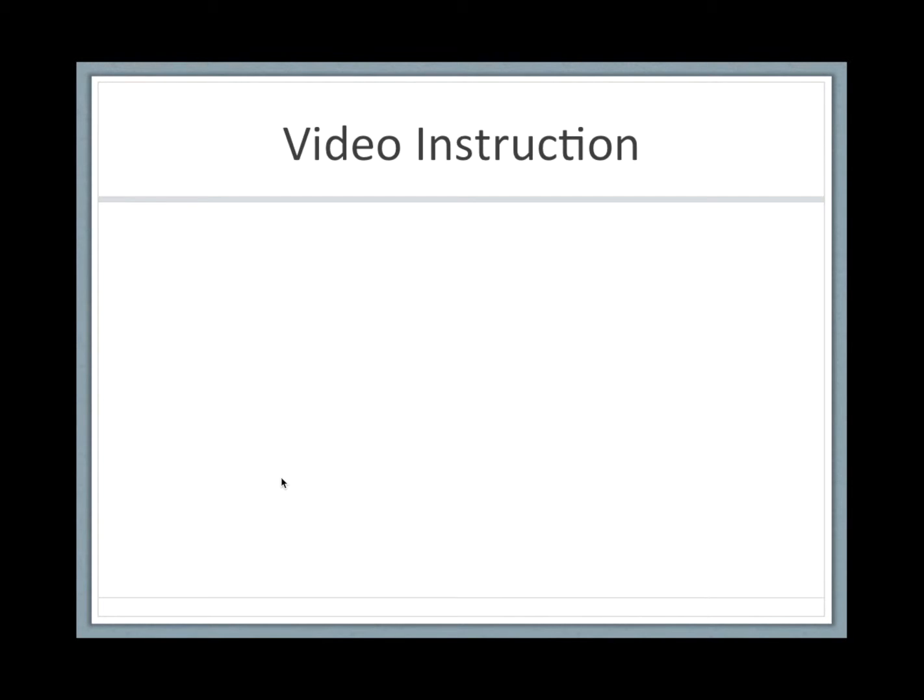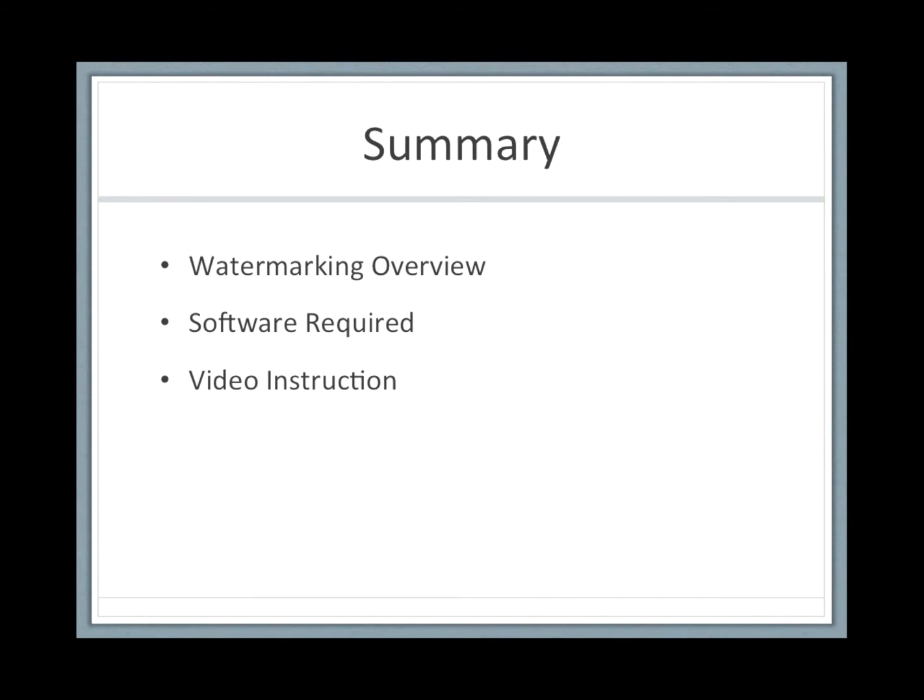So now that I've completed the video instruction, we can move to our summary. Today we spoke about the overview of watermarking, the different types, and the software required. In my case, I was using Photoshop to edit the image and create it, and Final Cut Pro to place it onto the video. And lastly, I closed out with the video instruction of how to do so.